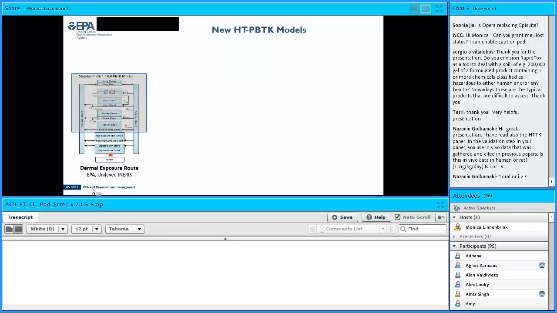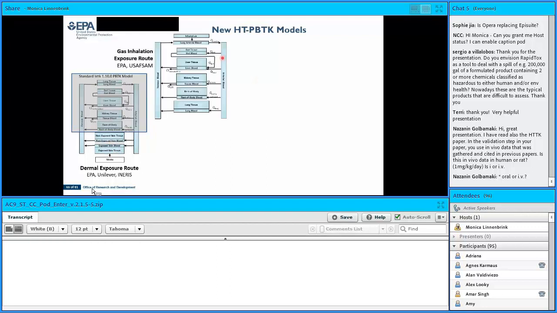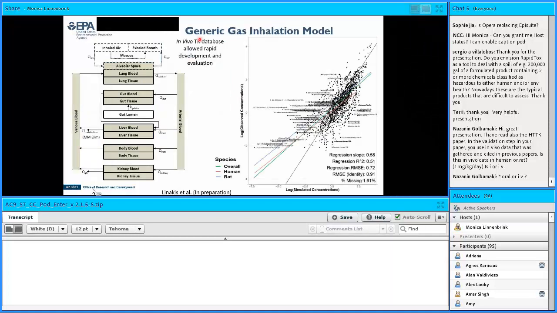All right, so we have a dermal exposure route. EPA is looking at this in collaboration with Unilever. Basically, it adds compartments for exposed and non-exposed skin, so you can simulate exposure over time. We have an inhalation model that we are working on with the U.S. Air Force School of Aeronautic Medicine. And I want to show you some examples from this.